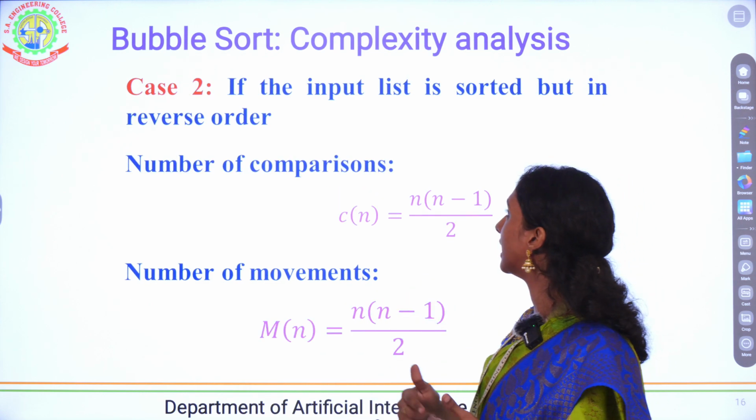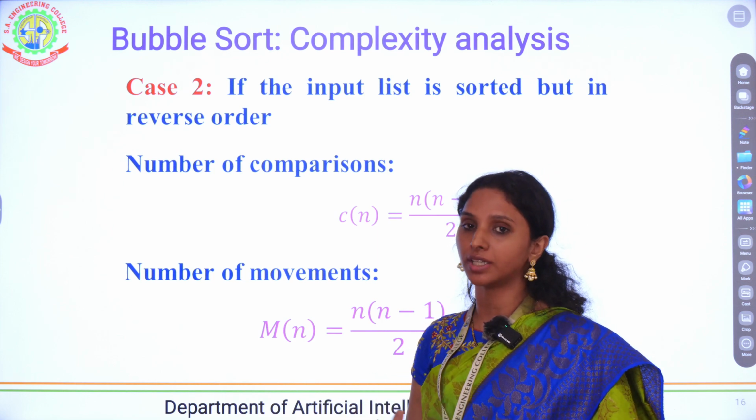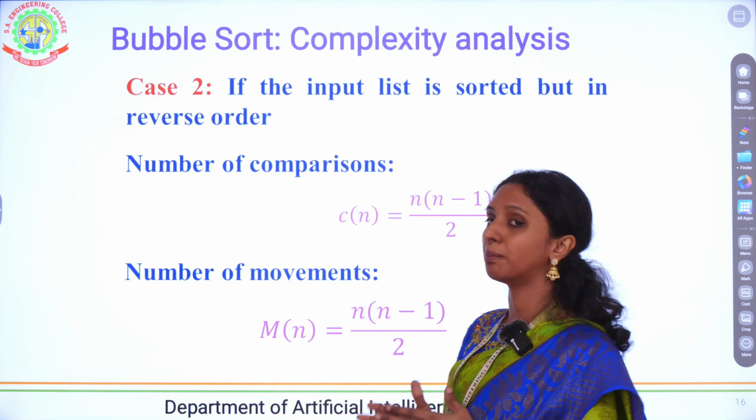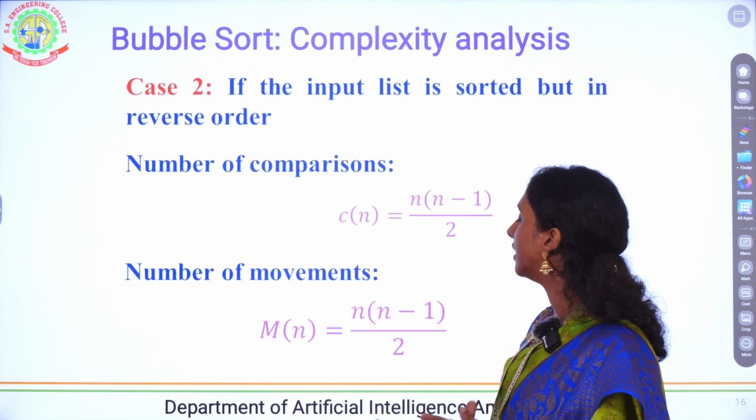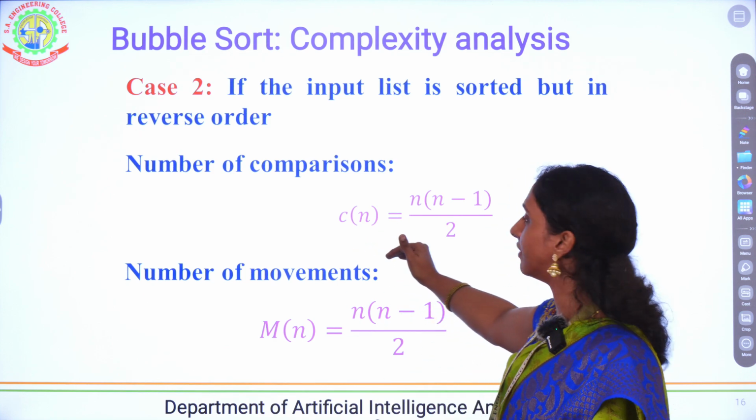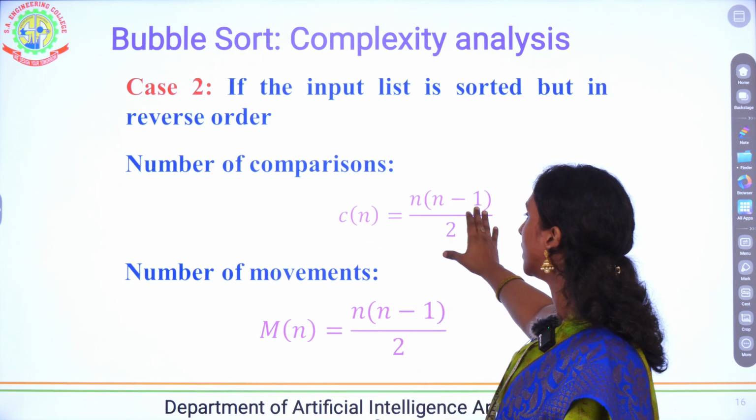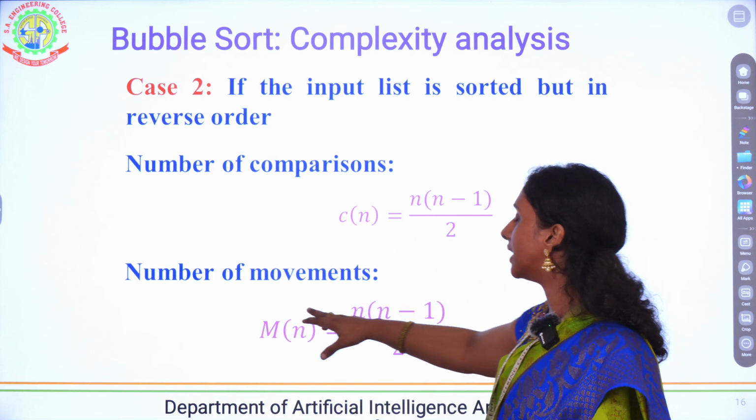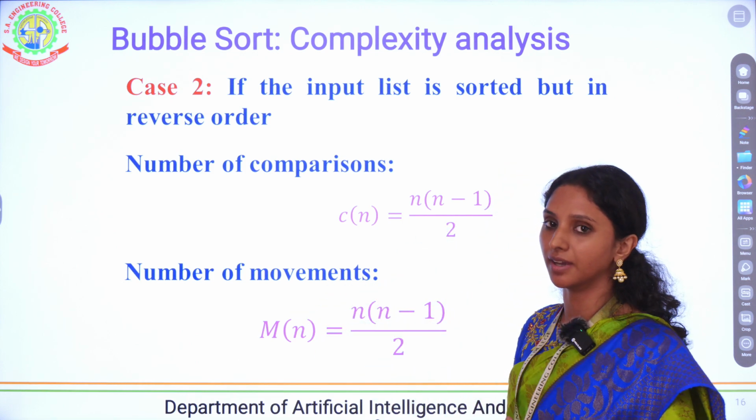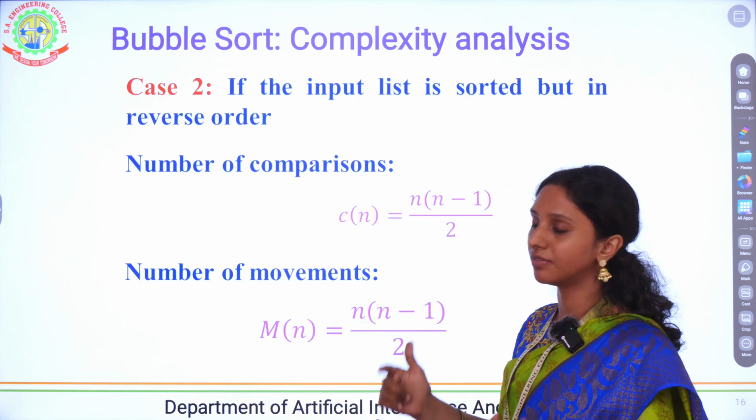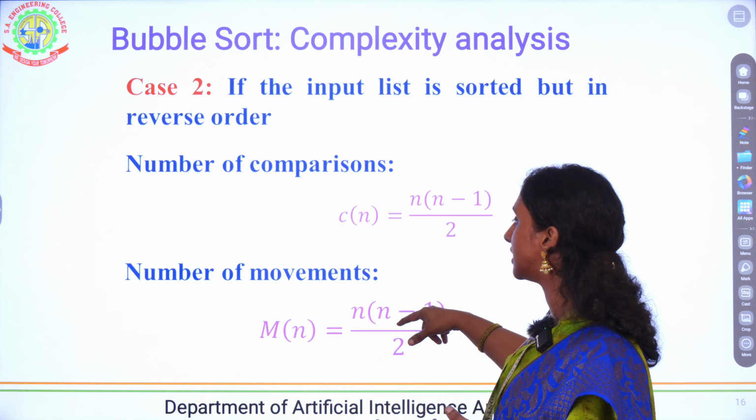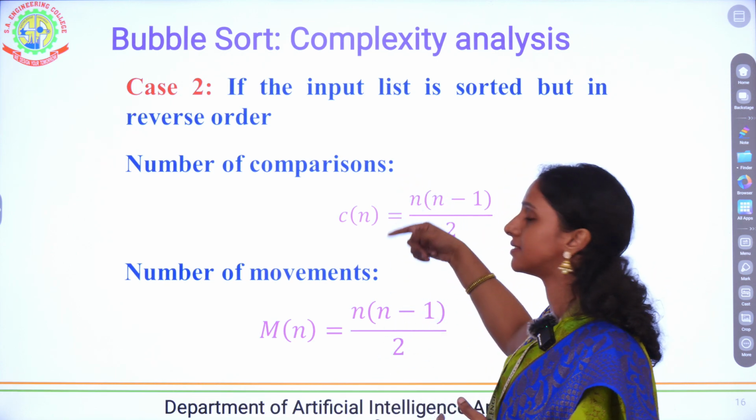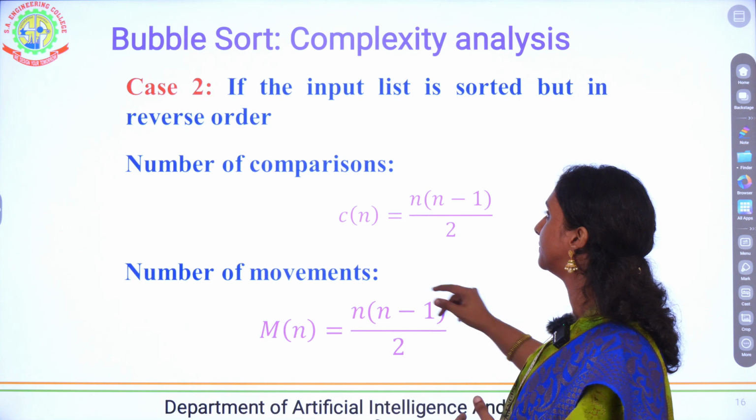Now in the second case, if the input list is not in sorted order but in reverse order, then the number of comparisons can be given as C of n is equal to n into n minus 1 by 2, and the number of movements will increase here because the list is in reverse order. Here you can see the number of comparisons is equal to the number of movements.